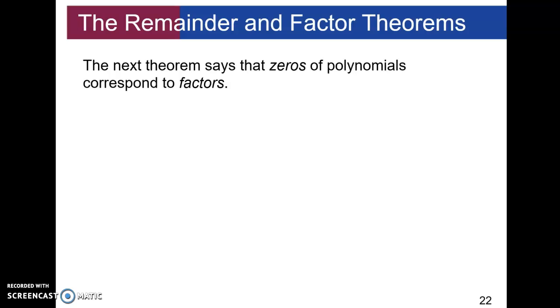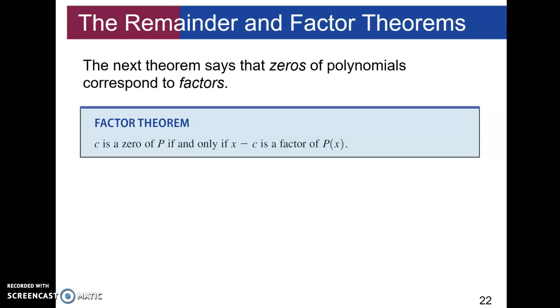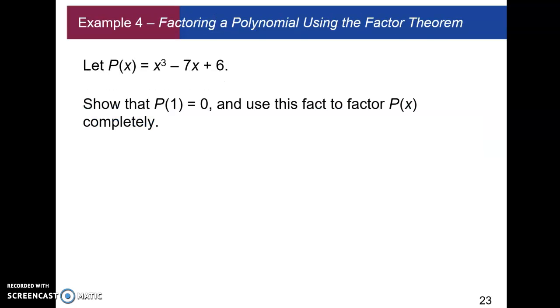So the next and final theorem says that the zeros of a polynomial correspond to the factors. So we know that if c is a zero, then x minus c must be a factor of the polynomial. So we want to show that p of 1 is 0. And if you plug that number in and get a remainder of 0, that means that it is a factor. It divides evenly into that polynomial.